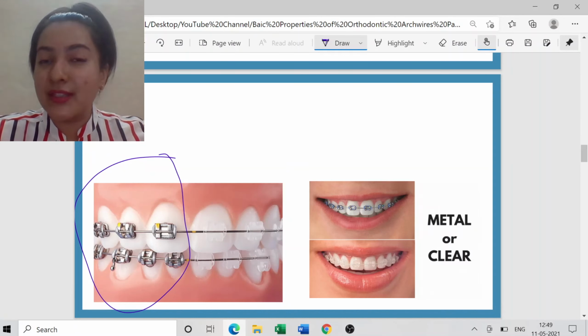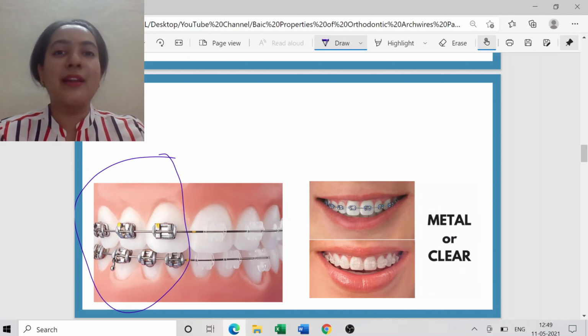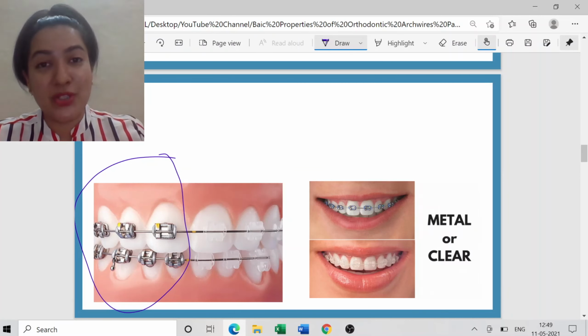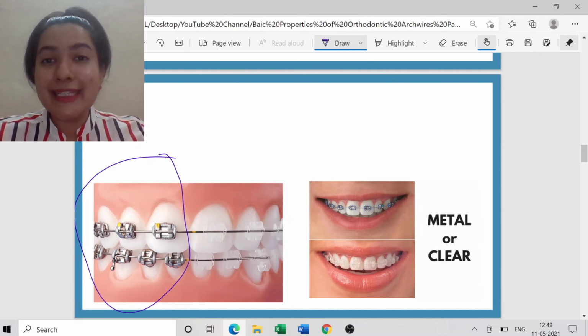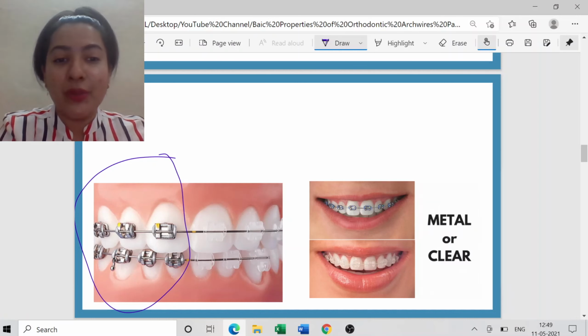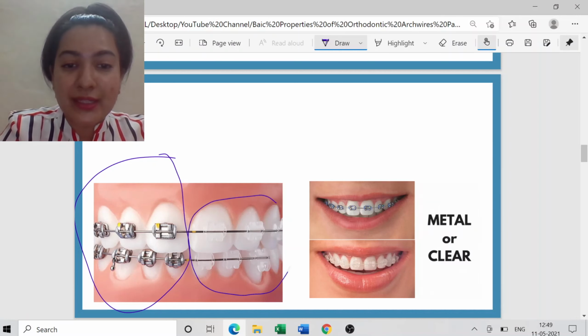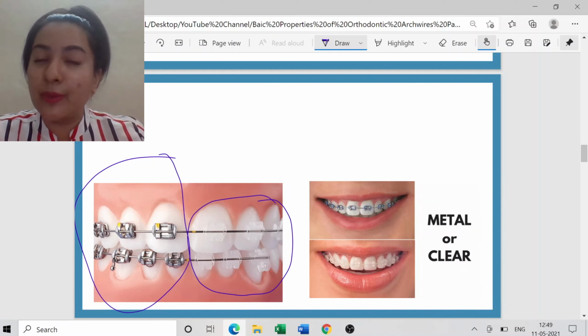There are a lot of recent advances coming up in orthodontics. There are studies taking place and new things coming up. So what happened? Then came the concept of ceramic brackets. In this particular photograph, you can see ceramic brackets have been inserted into the patient's mouth.